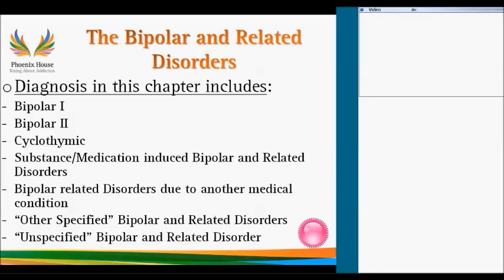So we still have bipolar 1, bipolar 2. I heard rumors that there was going to be a bipolar 3. That is not the case. Cyclothymic is still there. We can also diagnose substance/medication-induced bipolar and related disorders, and bipolar disorders related to another medical condition. And then, of course, we have other specified and unspecified bipolar.